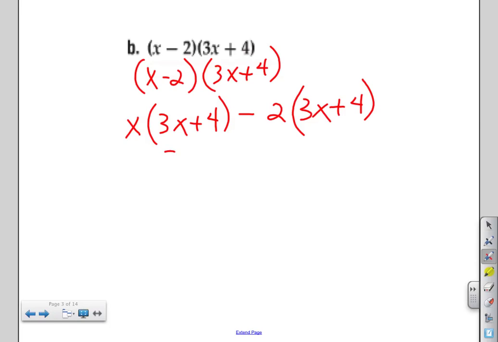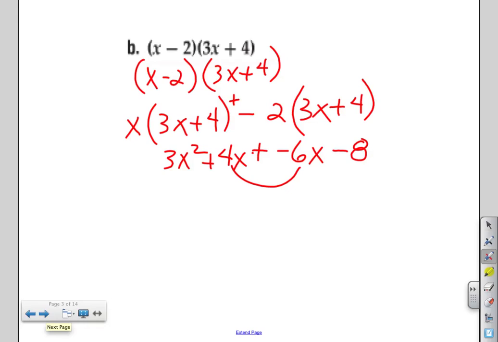So x times 3x is going to be 3x squared, plus x times 4 is going to be 4x. And then let me think of it like this, plus a negative. Everybody good with that? So now we're going to multiply negative 2 times 3x, and we'll get rid of that parentheses. We'll get a negative 6x, and negative 2 times 4 is negative 8. Okay, so we'll combine our like terms. We'll get 3x squared plus 4x, and negative 6x is going to be minus 2x, minus 8. That's not too bad, is it? Everybody good with that?